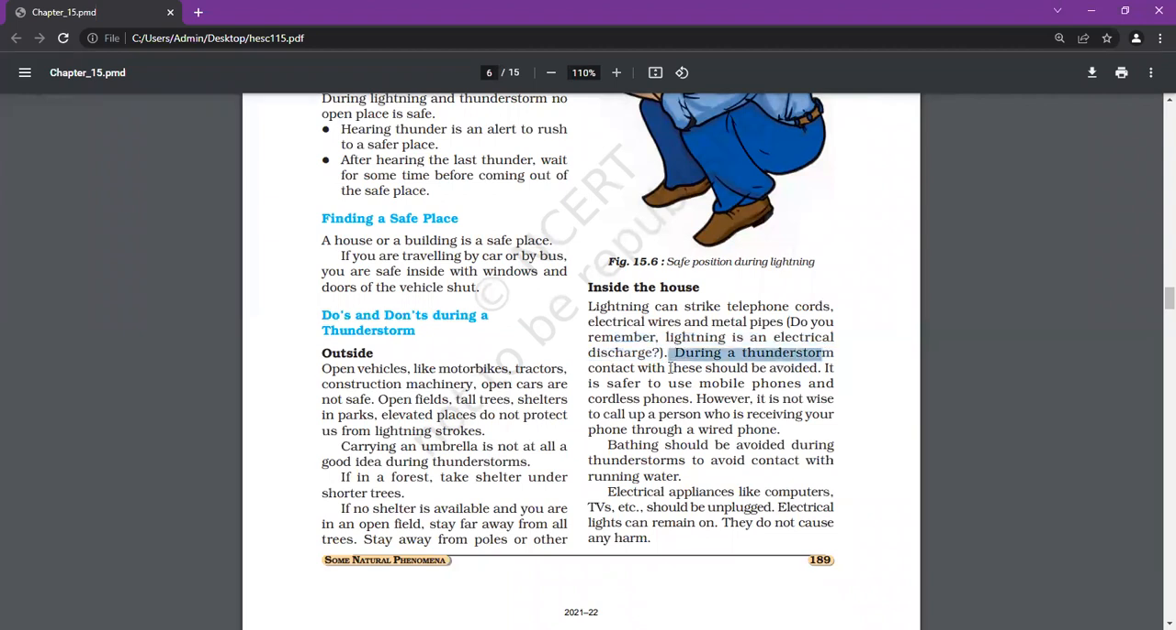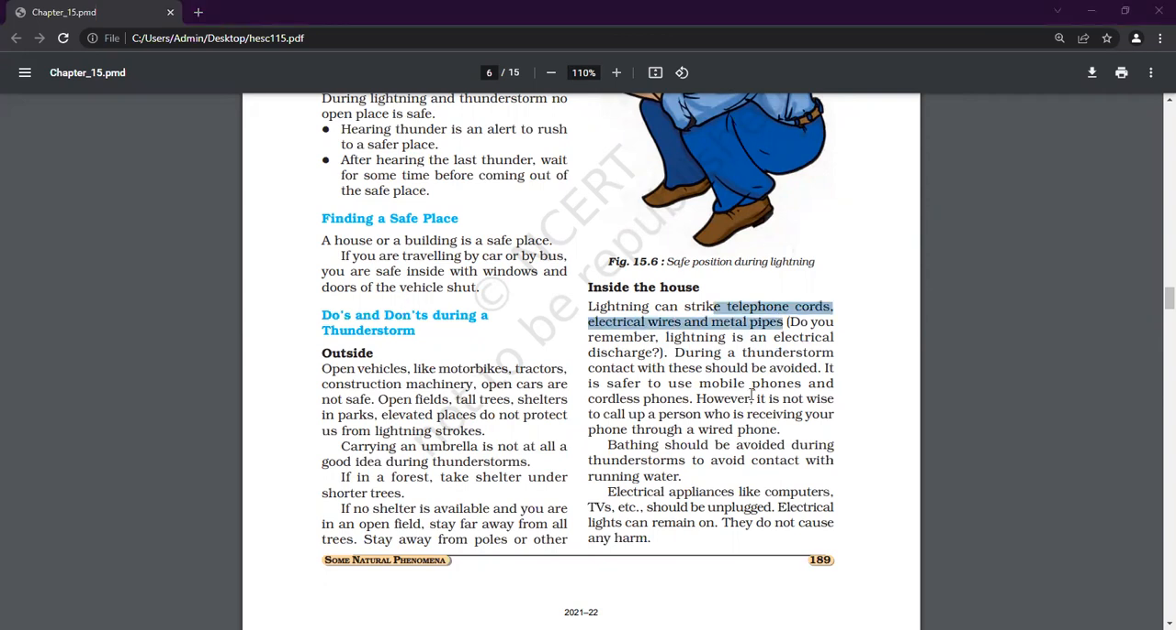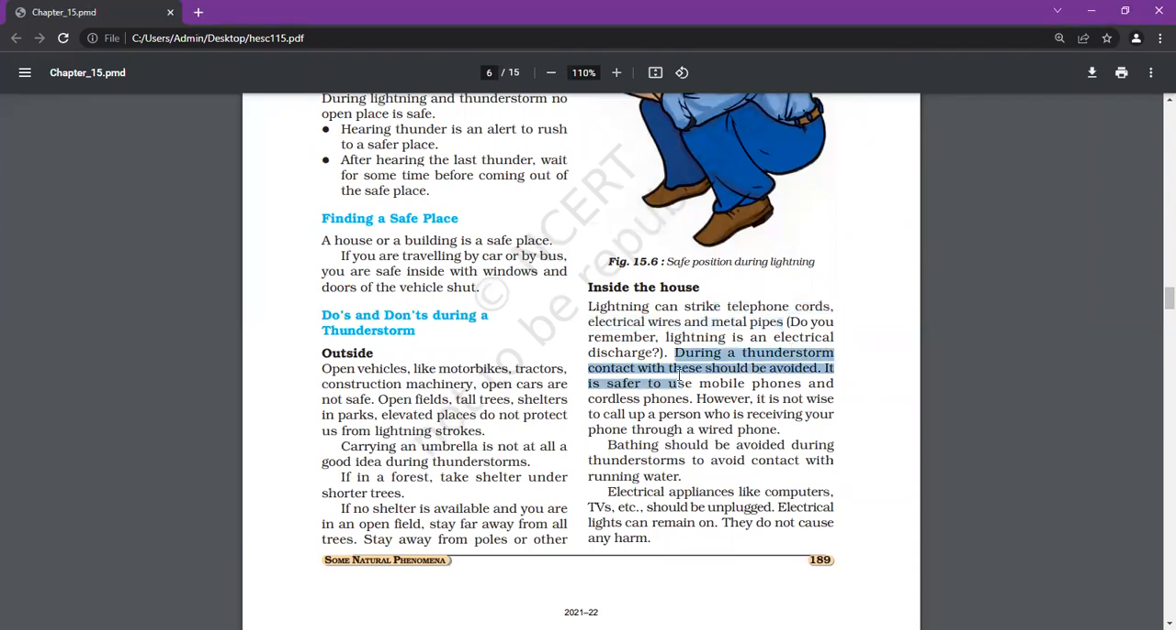During a thunderstorm, contact with these should be avoided. So you should avoid your contact with all the electric wires, all the metal pipes in your house. अगर आप अपने घर में हैं और लाइटनिंग का फिनोमिना हो रहा है, बाहर बहुत ज्यादा लाइटनिंग हो रही है, तो जो इलेक्ट्रिक जो अप्लायंस है, इलेक्ट्रिक जो वायरिंग है आपके घर में, उससे थोड़ा सा डिस्टेंस मेंटेन करें। प्लस अगर जो मेटल पाइप्स हैं उनसे भी थोड़ा सा डिस्टेंस मेंटेन करें.